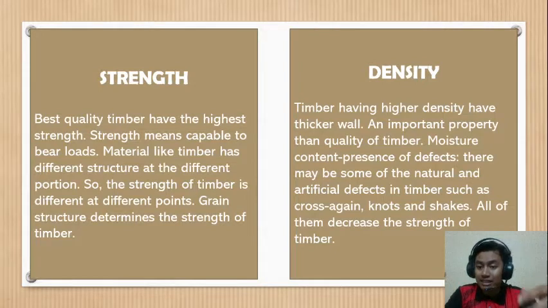Next, density. Timber with higher density has a thicker wall. An important property of the quality of timber. Most content, presence of defects, there may be some natural and artificial defects in the timber, such as cross grain, knots and shakes. All of them decrease the strength of timber.